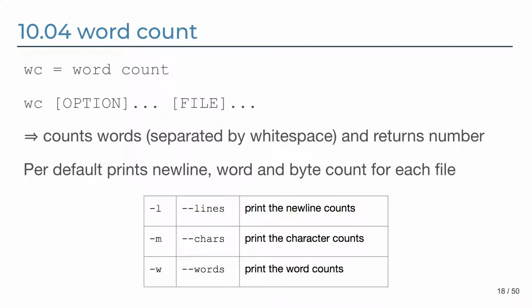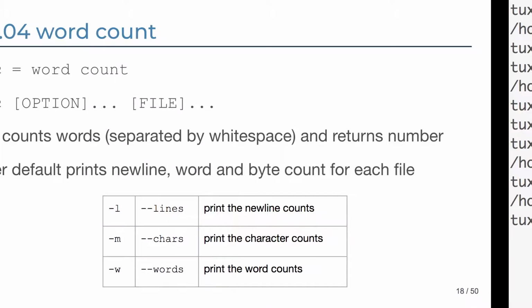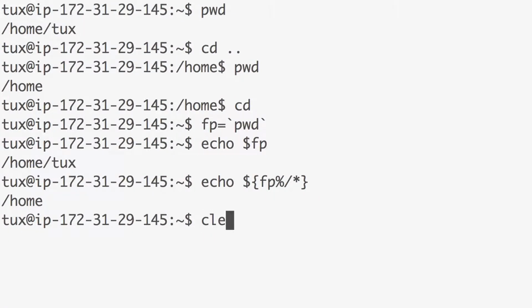Right, so let's start with a first filter command, and that's word count. And what does word count do? Well, word count basically counts the words. There's a couple options that we can use, like -l to say we want to count lines, -m if we want to count characters, or -w if we want to count words. And because it's always practical, let's make some example.